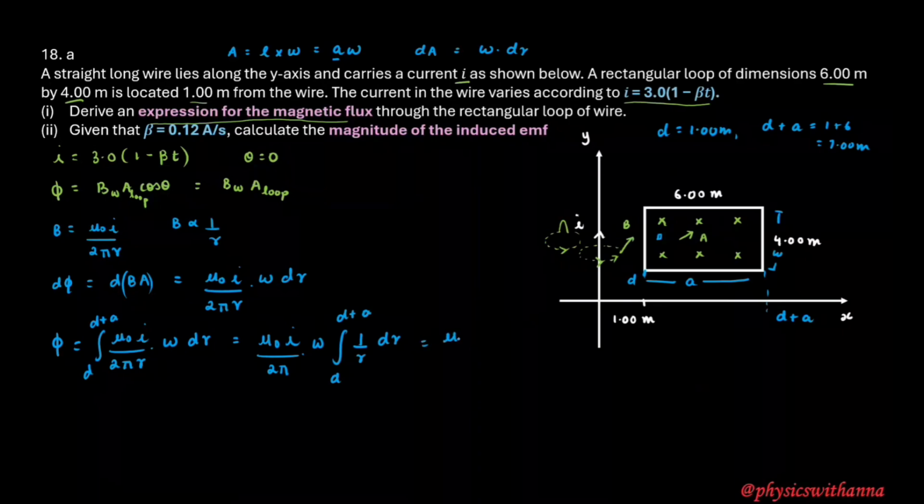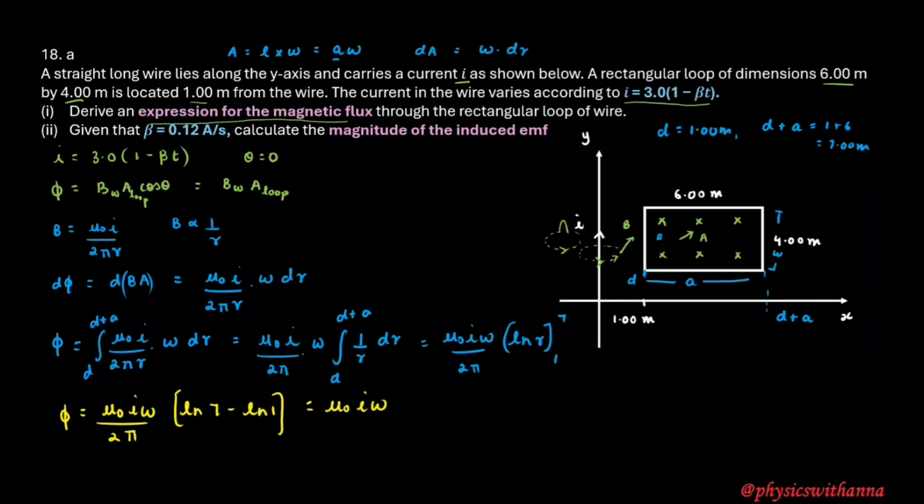So this gives me mu 0 I W over 2 pi. Integral 1 over r will give me ln r. The limits will become from 1 to 7. Now let's solve. We get phi equal to mu naught I W over 2 pi. When you substitute the limits, you get upper limit minus the lower limit. So ln 7 minus ln 1. When you subtract two logarithmic values, it is equivalent to writing it as ln 7 over 1.